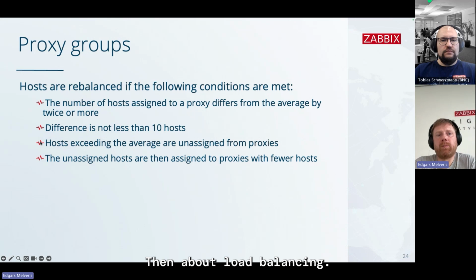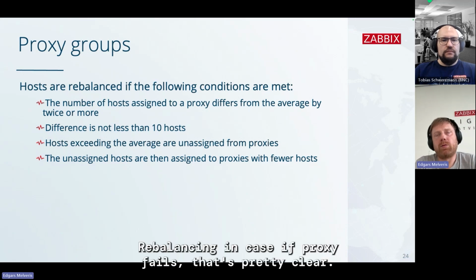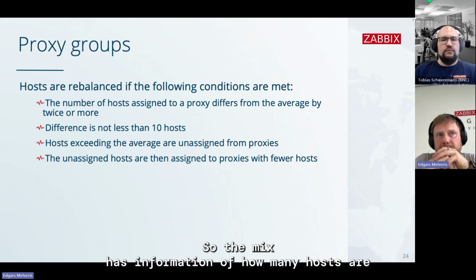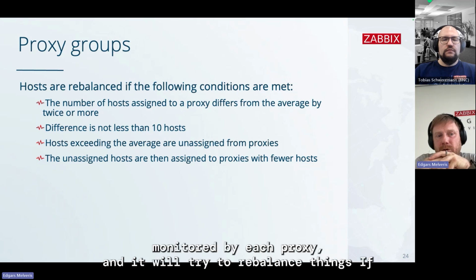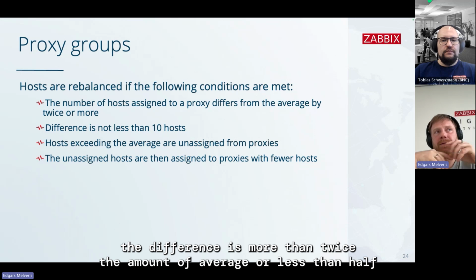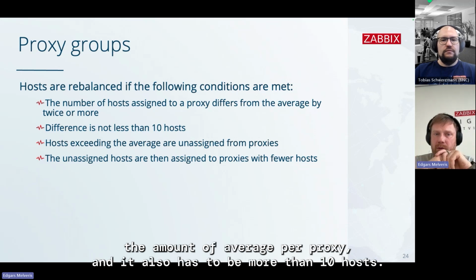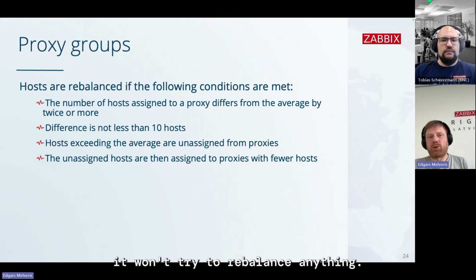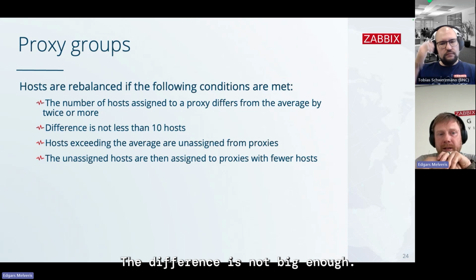Okay, then about load balancing. Rebalancing in case a proxy fails, that's pretty clear. But how do we balance the load normally? So Zabbix has information on how many hosts are monitored by each proxy, and it will try to rebalance things if the difference is more than twice the average or less than half the average per proxy. And it also has to be more than 10 hosts. If the average is 6 and you have 3 on one of them or 2 on one of them, it won't try to rebalance anything. The difference is not big enough.